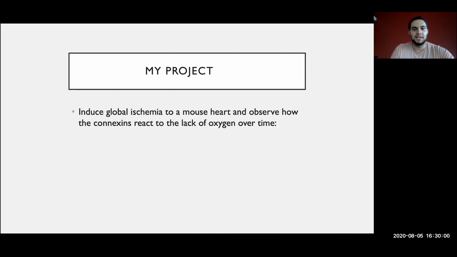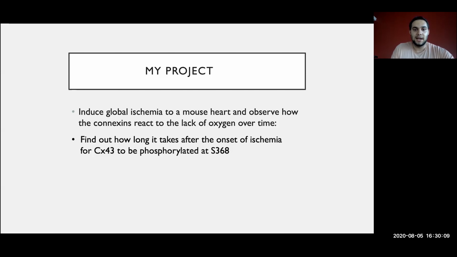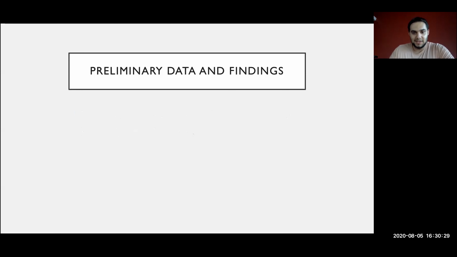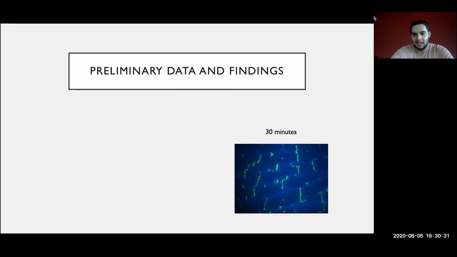And so what I'm doing is inducing this ischemia into a mouse heart and kind of tracking how the connexins respond to the lack of oxygen over time. I'm trying to see how long it takes for S368 to be phosphorylated. So it's 5, 10, 15, or 30 minutes. And what I'm kind of finding right now is that connexin 43 is being phosphorylated within about 5 minutes of ischemia onset.